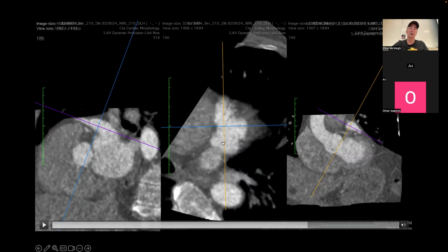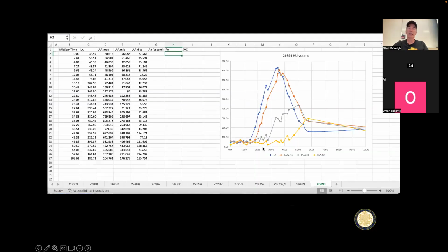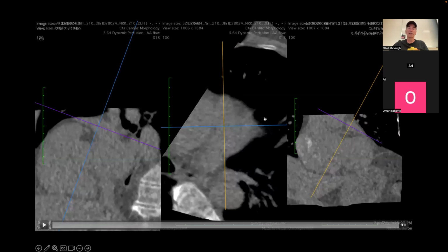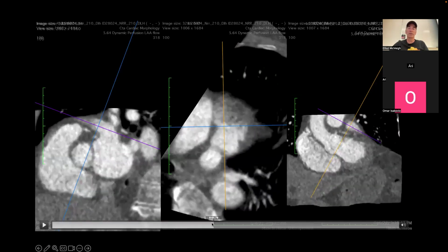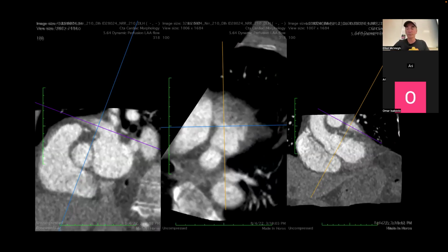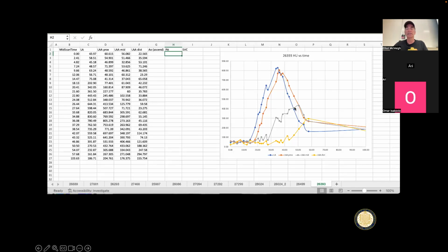This we're calling the proximal part. And when I plot that, I get virtually the same curve as I got in the left atrium, except it's just delayed in time a bit. But then as I go farther down into the distal area, so this area here, I get a later enhancement. The peak happens later, and the peak doesn't get as high. So basically, it peaks late, and it peaks at about half of what it was in the left atrium, and this peaks very late and peaks at about a third.